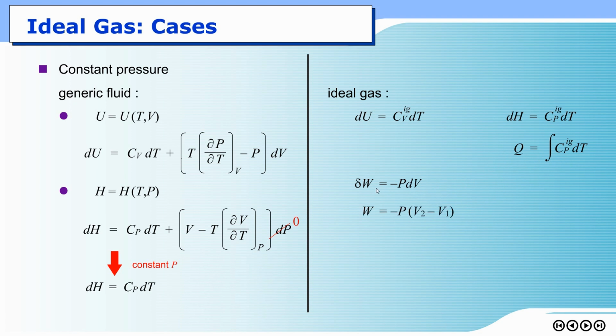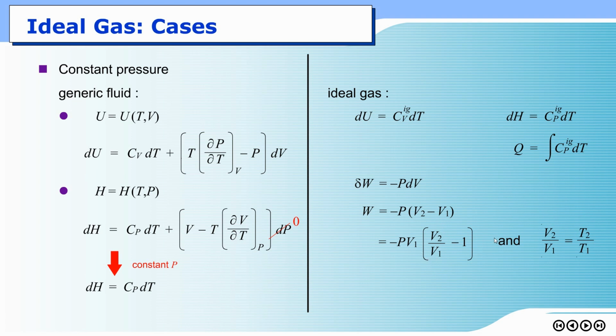The work itself, if you integrate the work, because pressure is constant, when you integrate P dV, you can take pressure out of the integration, leaving only the integral of dV, which is V2 subtracted by V1. If I take V1 out of these parentheses, then you get the V2 over V1 ratio subtracted by 1, which can be modified further using the ideal gas relationship.